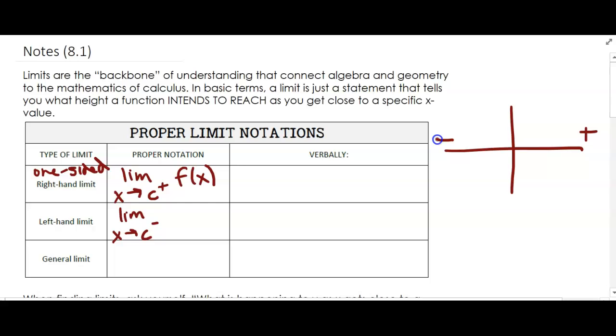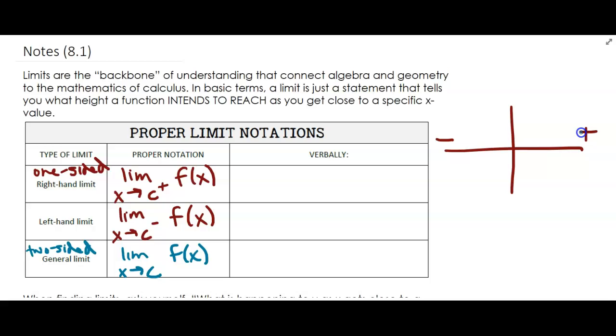Excellent. That allows us to end with the general limit, which is the two-sided limit. And that's what we've already been practicing a little bit before. The limit as x approaches c of f of x. We don't have any superscript, no plus, no minus. We care about what's happening from both sides. The limit as x approaches c of f of x.